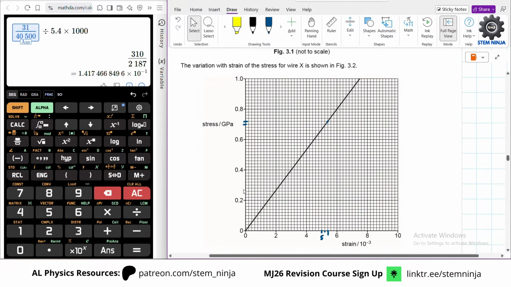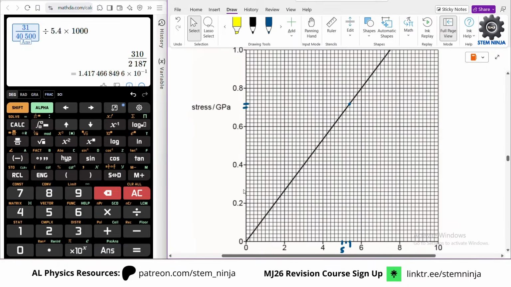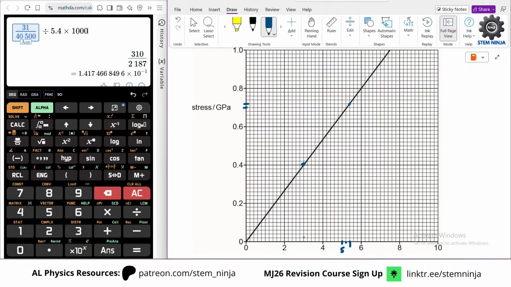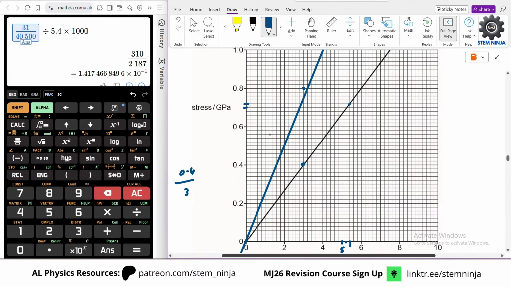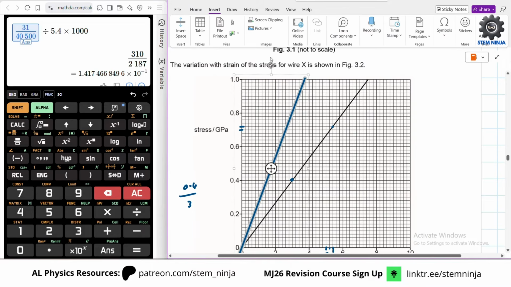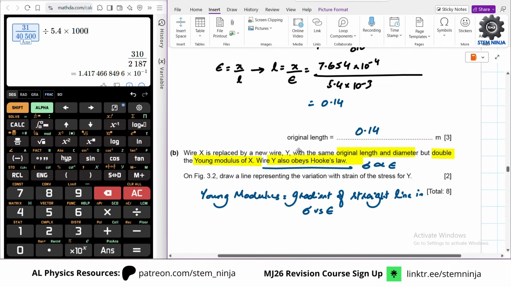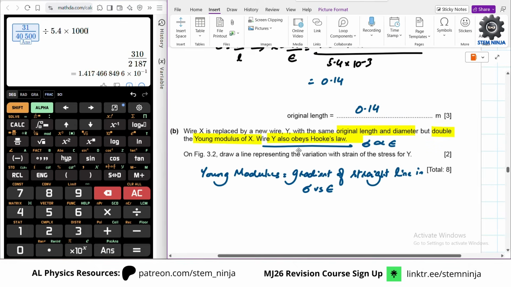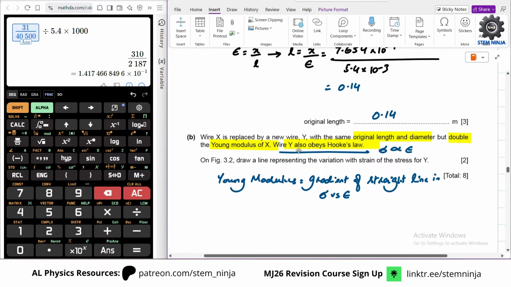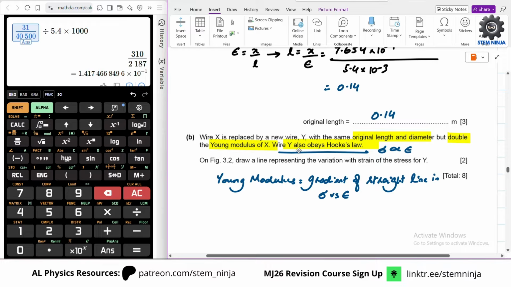Now, see the gradient over here. This is 3, rise over run is 0.4 over 3. We need to double it. This would become 0.8. So right over here, let's rotate this. Right, okay. Do we need to label it or something? Yes, okay, that's it. Alright, so that's this question. Let's move on to the next one.